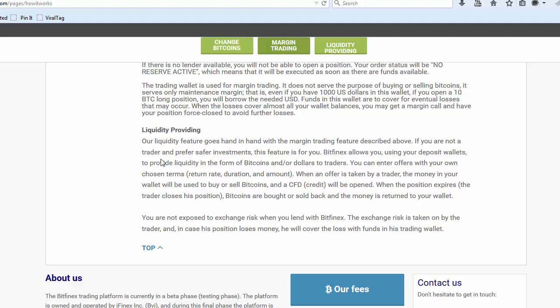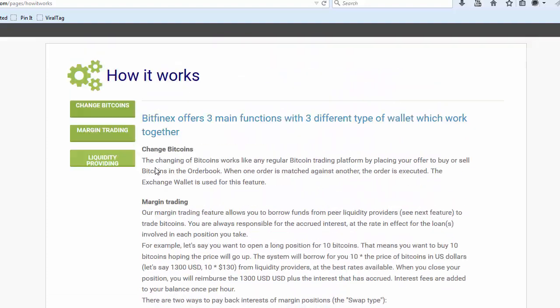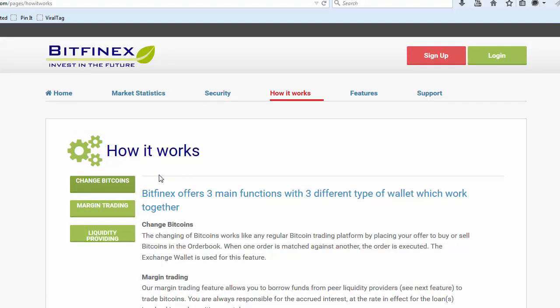So the great thing is that as a liquidity provider, you're not exposed to any risk. The trader themselves is taking on the risk of the price change of the Bitcoins, but you're just providing them the option to take those risks.